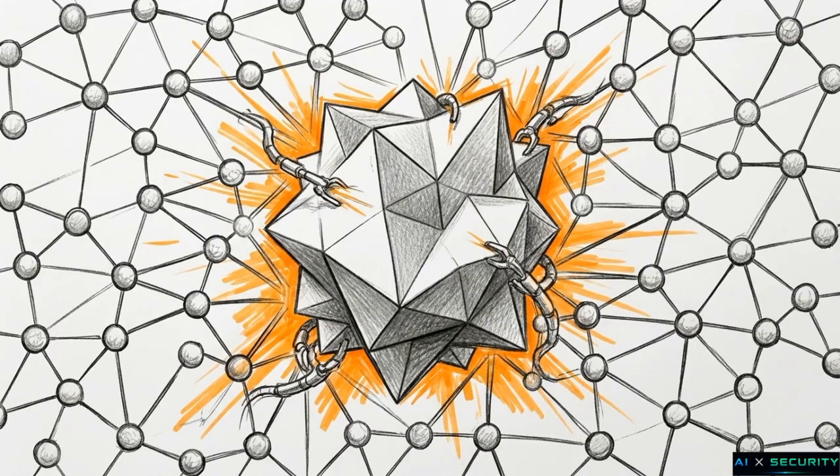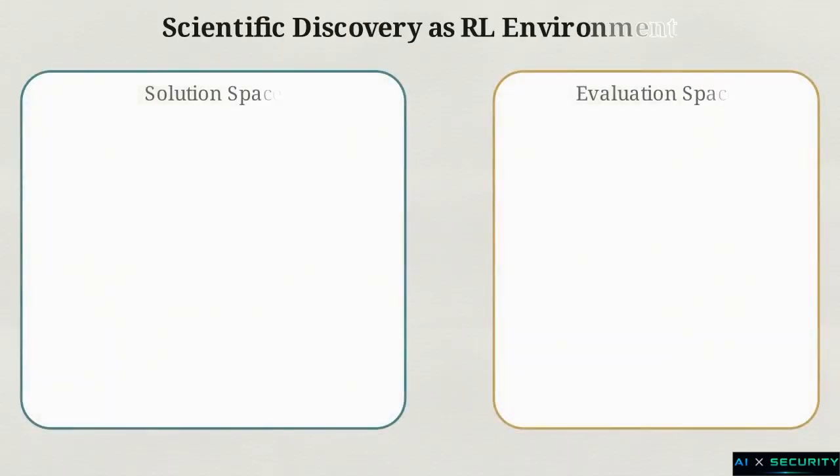We stop prompting a frozen model and instead allow the network's weights to physically adapt in real time as it attempts to solve the specific problem in front of it. This animated diagram shows how we structure scientific discovery as a reinforcement learning environment.